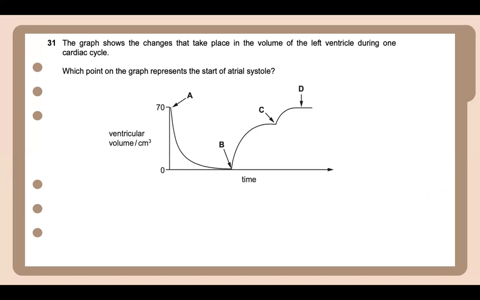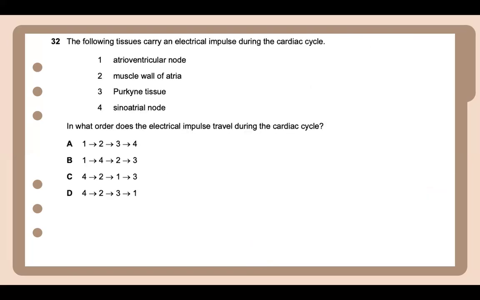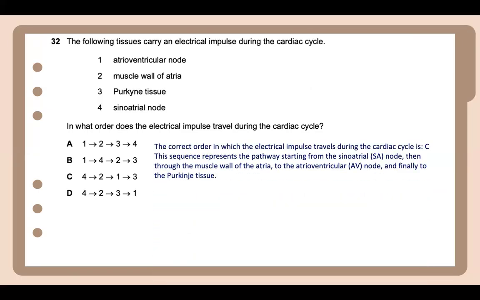The graph shows the changes that take place in the volume of the left ventricle during one cardiac cycle. Which point of the graph represents the start of atrial systole? The answer is C. The following tissues carry electrical impulses during the cardiac cycle. In what order do the electrical impulses travel during the cardiac cycle? The answer is 4, 2, 1, and 3. This sequence represents the pathway starting from the sinoatrial node, then through the muscle wall of the atria, to the atrioventricular node, and finally to the Purkinje tissue.